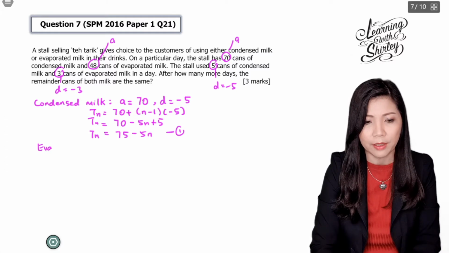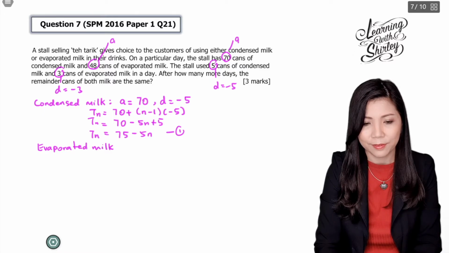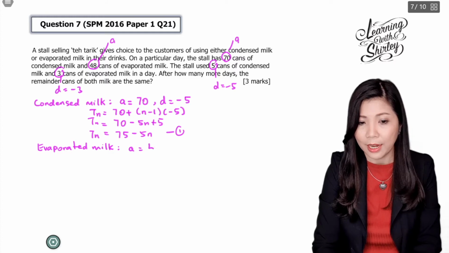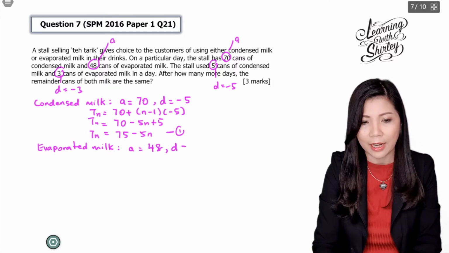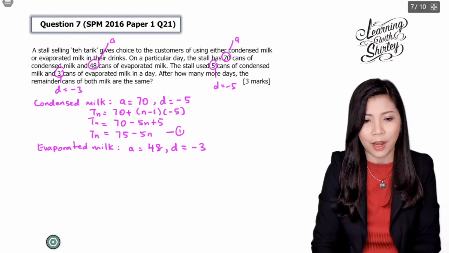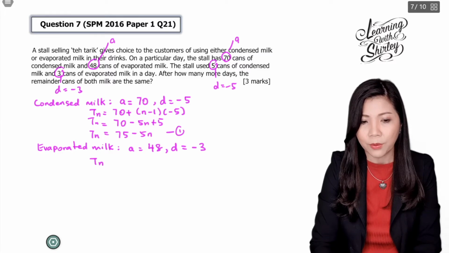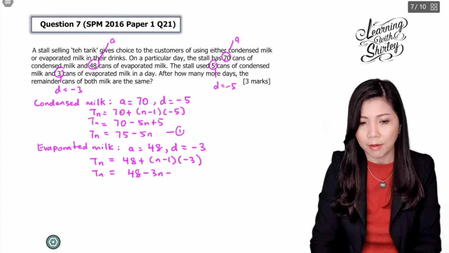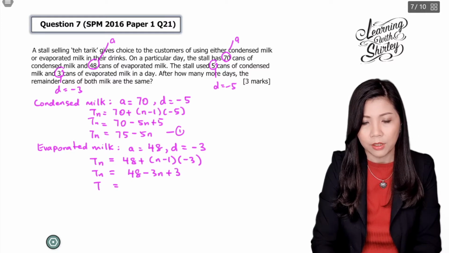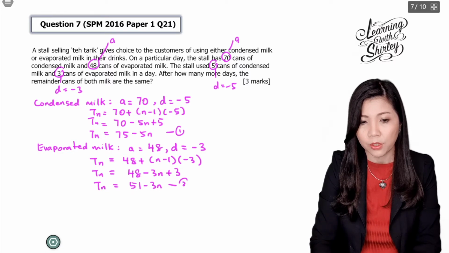Next, we're going to find for evaporated milk. A is 48 and D is negative 3. We're going to find Tn, put into the formula. Tn equals A, which is 48, plus n minus 1, D. D is negative 3. Let's simplify this. So 48 and minus 3n plus 3. So our Tn is 51 minus 3n. This is going to be equation 2.